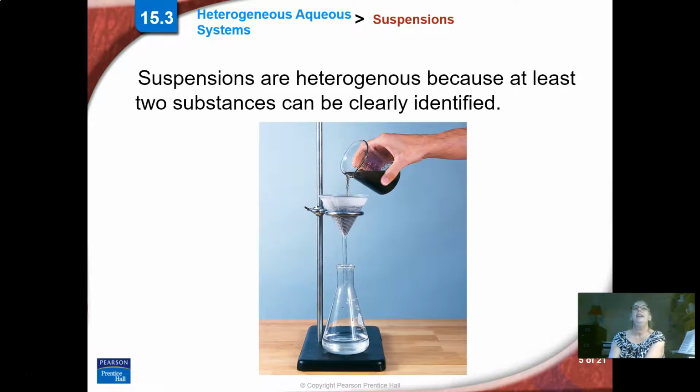Suspensions are heterogeneous, and you can clearly identify them, and this is the suspension right here, and the particles are so big you can filter them. So here's the solvent. Here's the heterogeneous system, and we're filtering out the particles because they're so big.